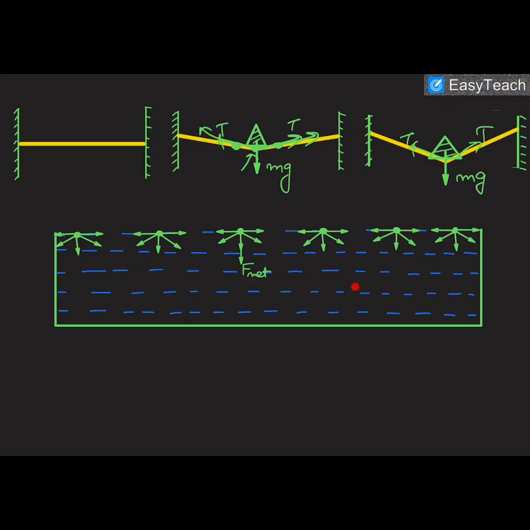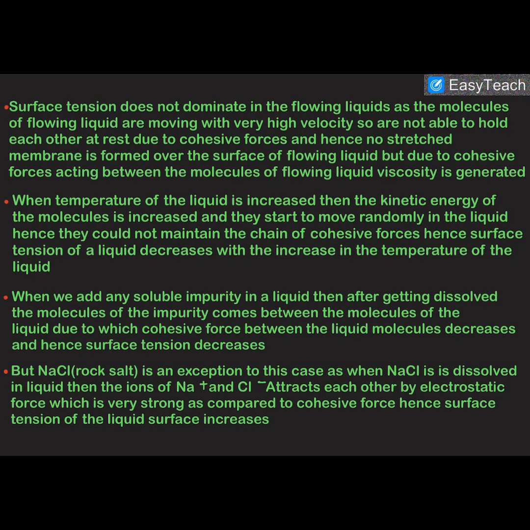Surface tension does not occur inside the liquid, because you can imagine that any molecule which is inside the liquid will be having zero force acting on it, in fact zero net force acting on it. Okay, so surface tension does not occur inside the liquid, it is a surface phenomenon, first of all. Now let's move forward.